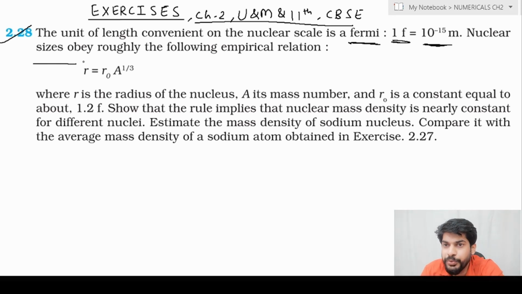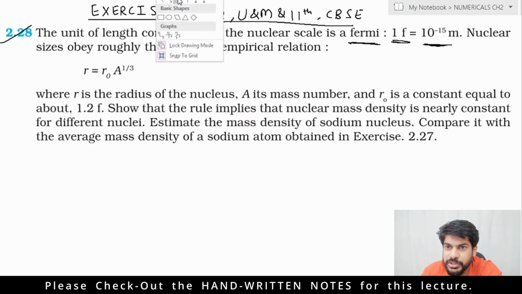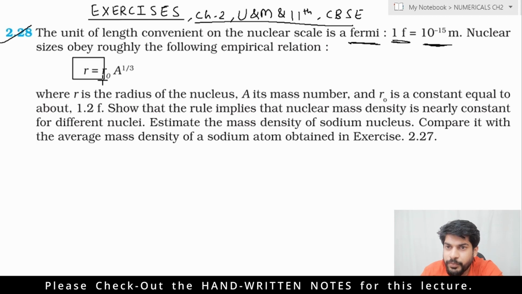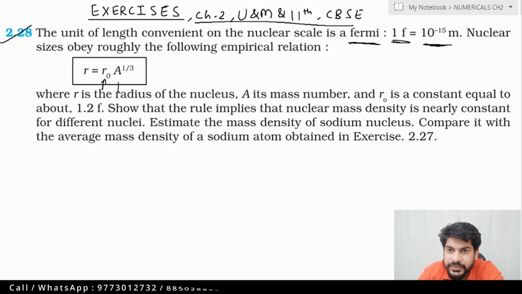Nuclear sizes obey roughly the following empirical relation. So all the nuclear sizes generally obey this equation that you see over here. This equation is very important. Every nuclei obeys this, which means the radius of any nuclei can be found out using this. Only thing is you have to put in this value and this value.